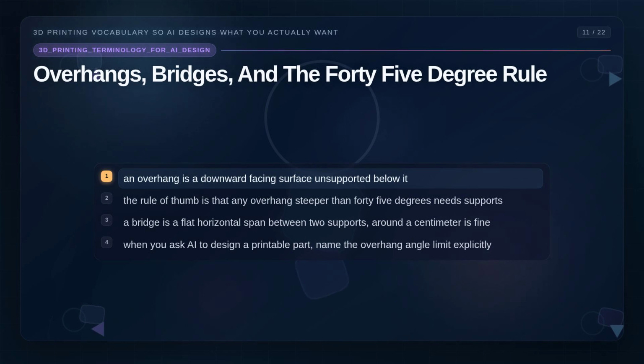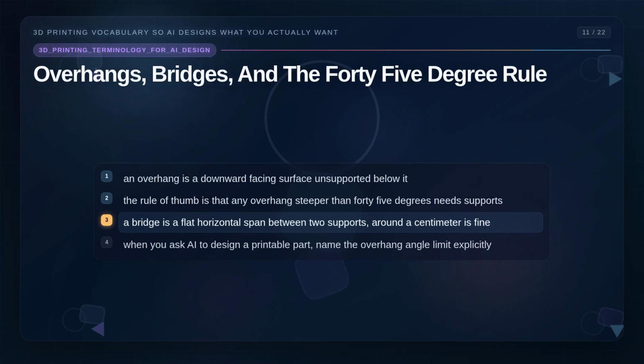The most important geometric constraint in 3D printing is the rule that an overhang steeper than 45 degrees from vertical needs supports. An overhang is just a downward-facing surface that has nothing under it. A well-tuned Bambu printer can actually push past 45 degrees, sometimes to 60 or 70, but 45 is the rule of thumb that always works. Below that angle, each new layer of plastic has enough of the previous layer underneath it to bond and stay in place.